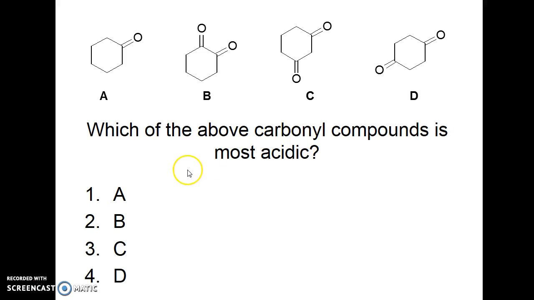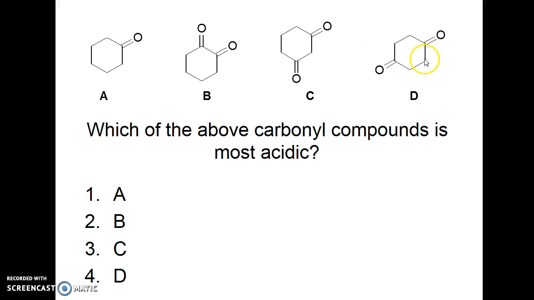Which of the above carbonyl compounds is most acidic? Well, right here we're looking at alpha carbons having protons. So here, this is a ketone with a pKa of about 16 to 19. This is a ketone, but individually these are both going to be probably a little bit less than 16, but not much.